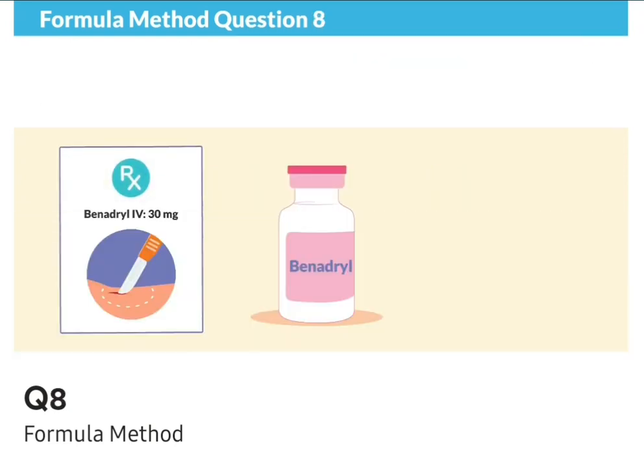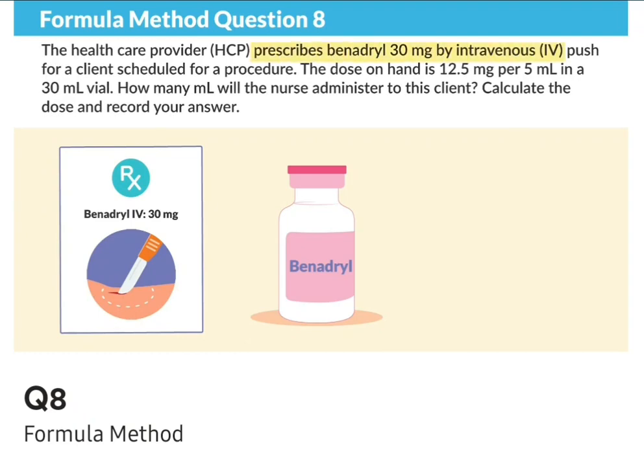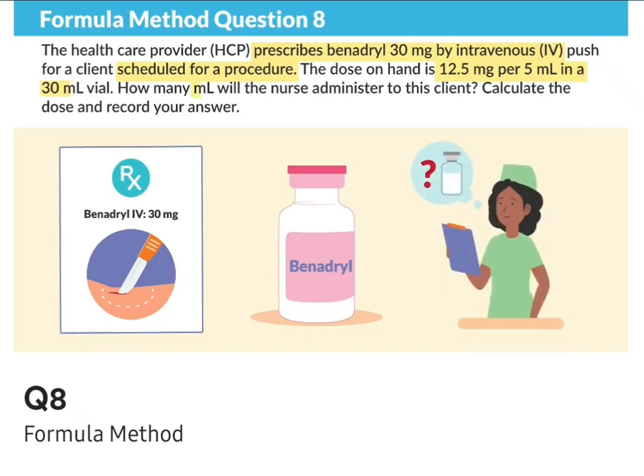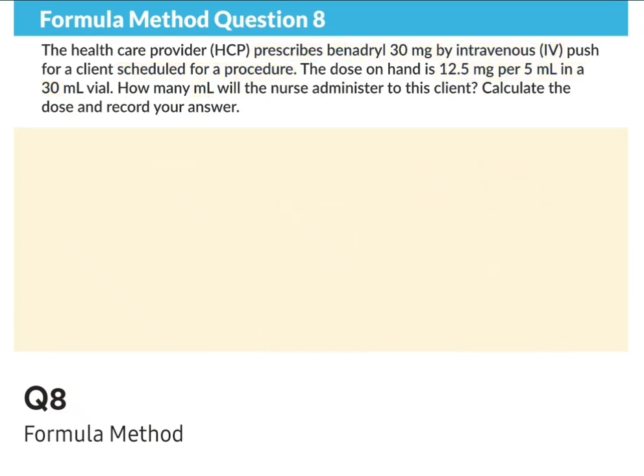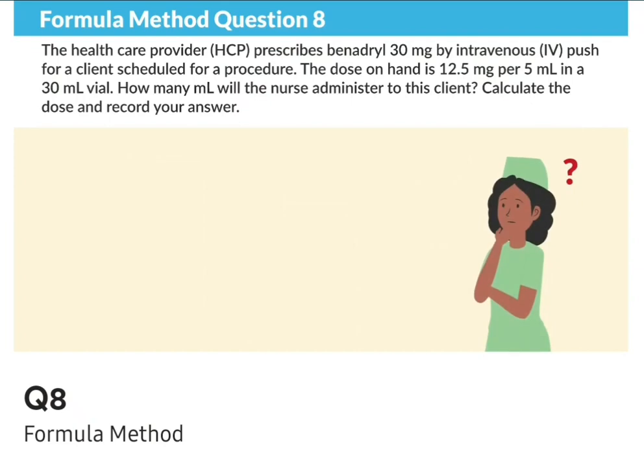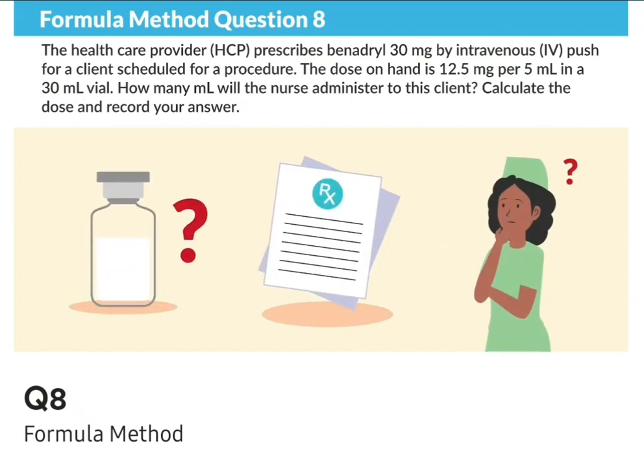Now, moving on to question 8. The HCP prescribes Benadryl 30 milligrams via IV push for a client scheduled for a procedure. The dose on hand is 12.5 milligrams per 5 milliliters, in a 30 mL vial. How many mLs will the nurse administer to this client? Okay, now you can see it's getting a little bit more difficult. Let's break this down one by one. First, we're identifying what we are solving for. We're solving for mLs per dose.